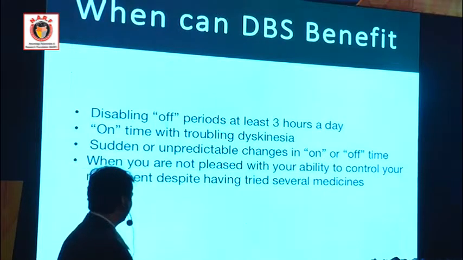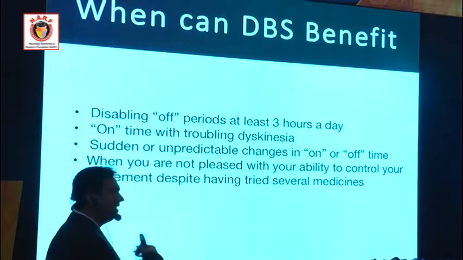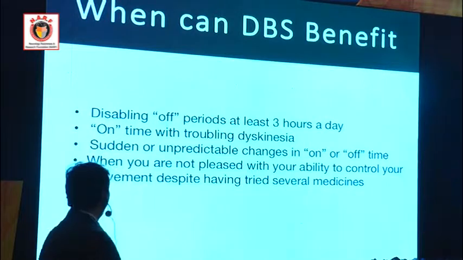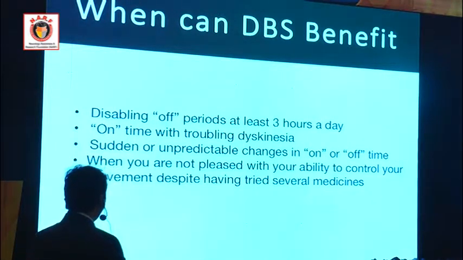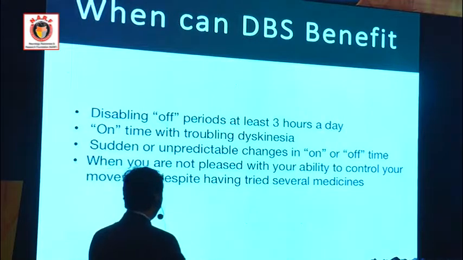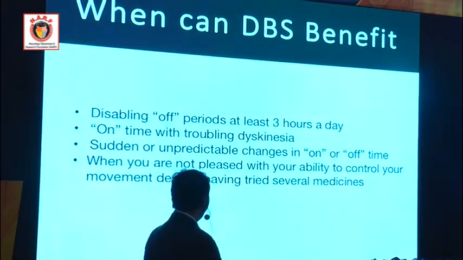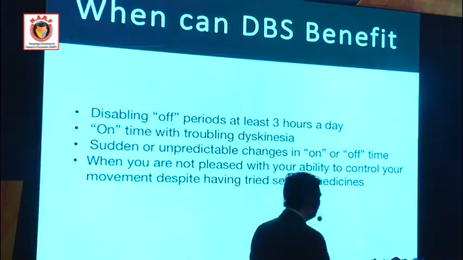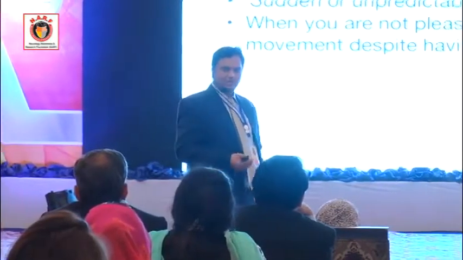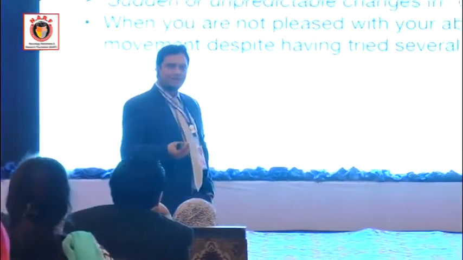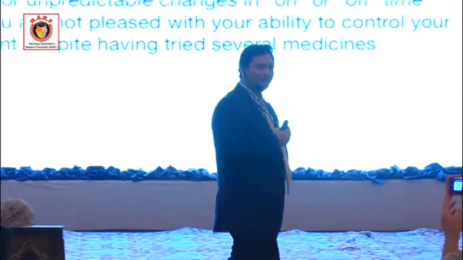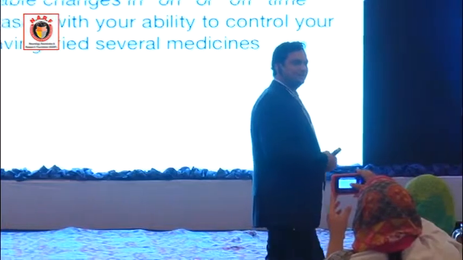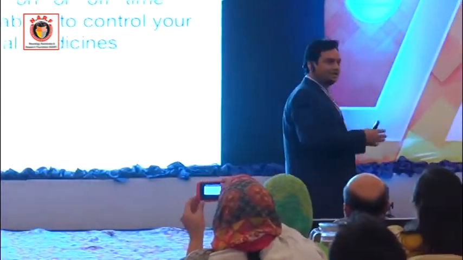So DBS is beneficial when the off periods are at least 3 hours a day, when you have on time with troubling dyskinesias, and when there are sudden or unpredictable off times, and when you're not pleased with your ability to control the movement despite using many medications. So classically, or typically, it's called medication refractory Parkinson's or therapeutic failure. So you have to have off time, dyskinesias which are troubling and that are just not controllable with medications anymore.